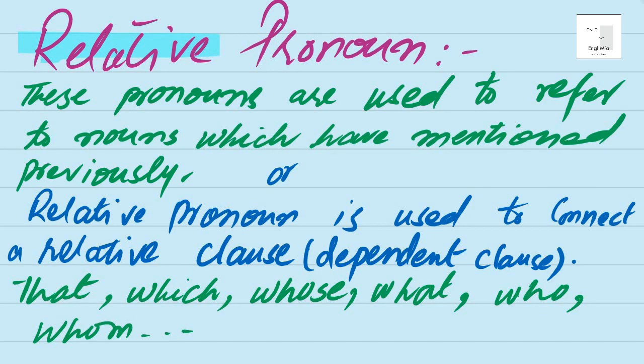These pronouns are used to refer to nouns which have mentioned previously, or relative pronoun is used to connect a relative clause, and that is dependent clause. इसका क्या मतलब है? ये ऑलरेडी आप जो जुमले में पहले बात कर चुके हैं उसको अगले जुमले से कनेक्ट करने के लिए ऐसे लफ्ज़ इस्तेमाल होते हैं, ऐसे प्रोनाउन इस्तेमाल होते हैं, और ये हमें बताते हैं कि पहले क्या बात हो रही थी, उसकी कंटिन्यूटी को ये आगे लेके चलते हैं. जैसा कि that, which, whose, what, who. इसको एक एग्जांपल से क्लियर कर लेते हैं.